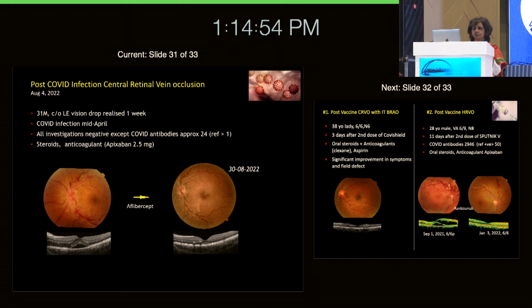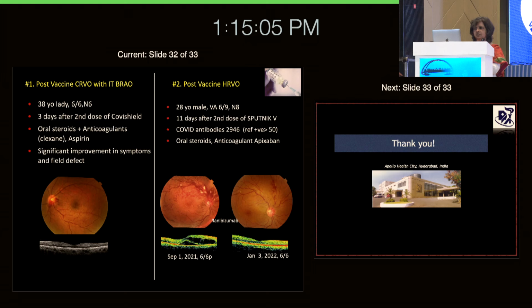We had patients with post-COVID infection CRVO, and they usually respond to just steroids and anticoagulants. Occasionally, an anti-VEGF may be required. Post-vaccine, these are two young people, one coming with CRVO and BRAO in the same patient, and one coming with HRVO. The second patient required an anti-VEGF. The first, only steroid and anticoagulants were enough.